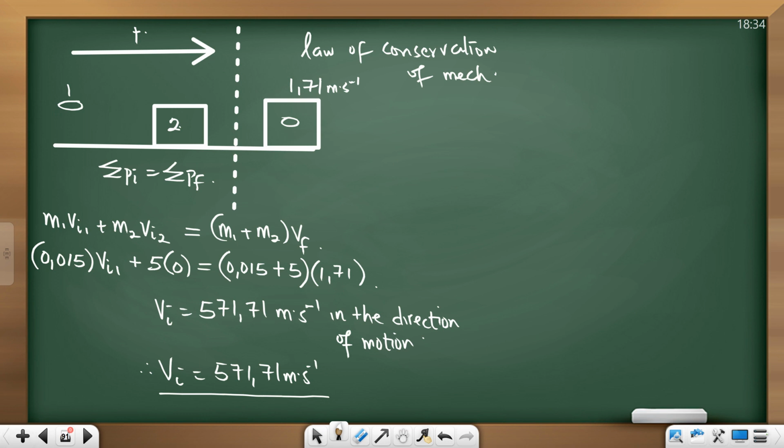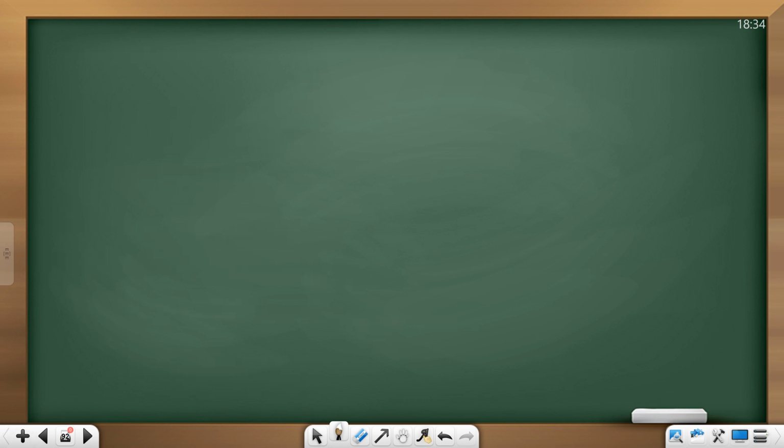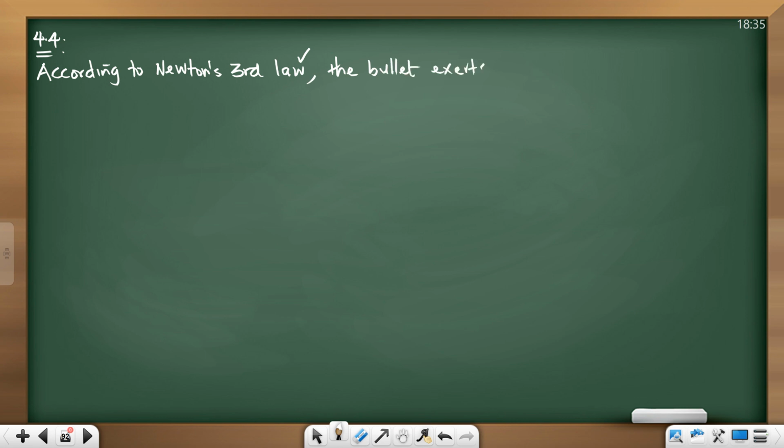So let me try to give you that answer. I think it's 4.4. According to Newton's third law. Look, for saying that alone, 1 mark. For just writing according to Newton's third law. The fact that you have mentioned that law, you already have 1 mark. The bullet exerts a force.